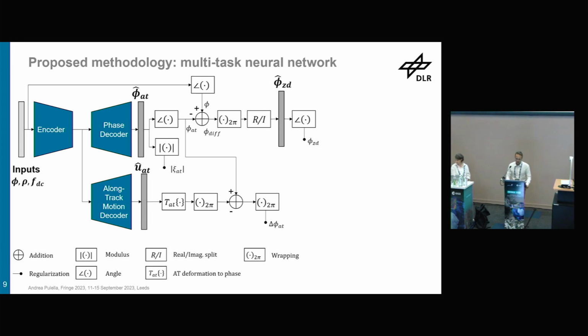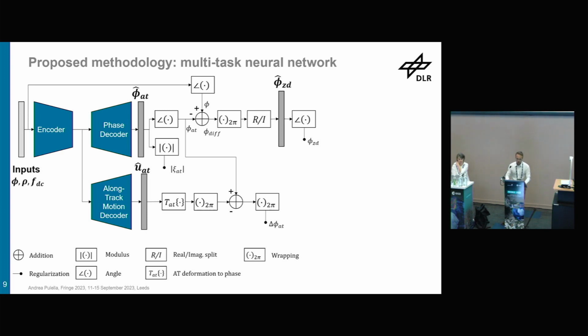This is the convolutional neural network that we are suggesting. I want to spend a few words. It's a modified U-Net. Basically, you see the encoder and the decoder. But what is changing is that we are adding another branch. So in this bridge layer we have 2 branches. The branch on top is responsible for the estimation of the along track and zero Doppler phases, while the branch on the bottom is dedicated to the sole along track motion.